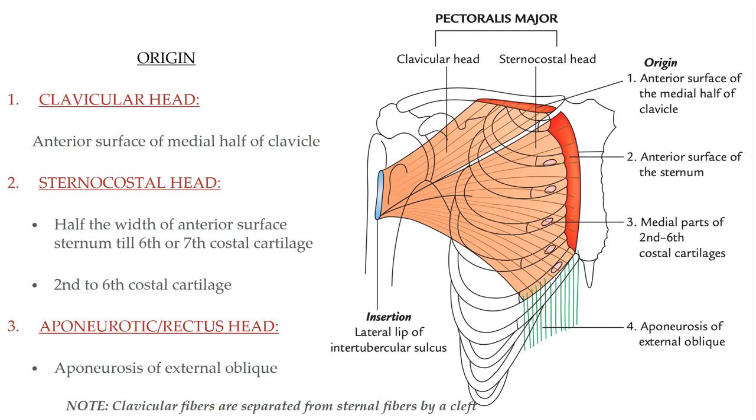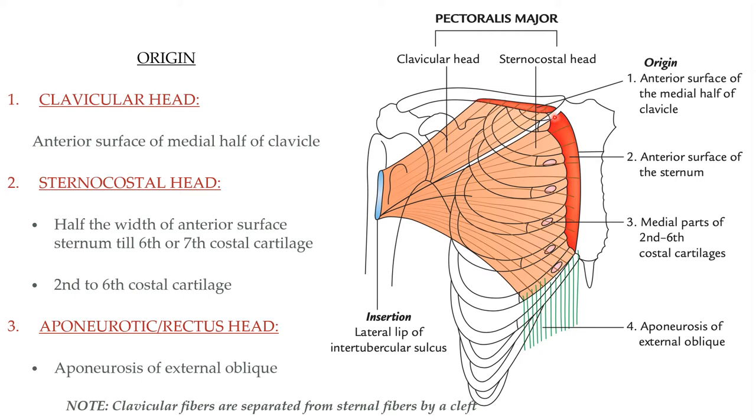On the basis of site of origin, three heads are defined in pectoralis major muscle. They are clavicular head, sternocostal head, and aponeurotic head. The fibers from the clavicular head originate from the anterior surface of the medial half of the clavicle and adjoining part of superior and inferior surface of the clavicle.